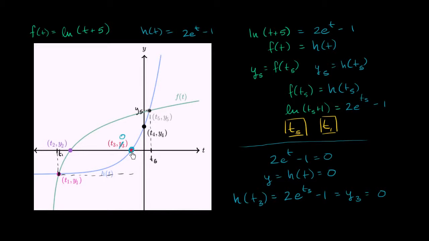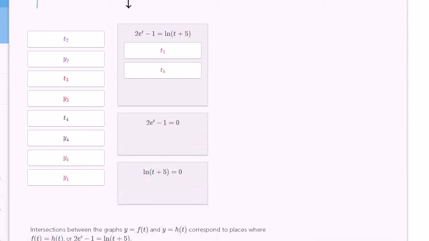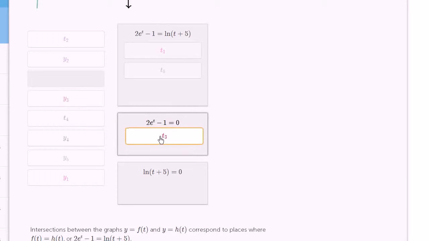Y sub 3 is clearly equal to 0. We're clearly intersecting the t-axis there. So t sub 3 would fall into that second bucket. And that's the only place on the graph of h of t where it intersects the t-axis. So t sub 3 is the only variable I would throw into that bucket. So let's do that. So I would throw t sub 3 into this bucket.